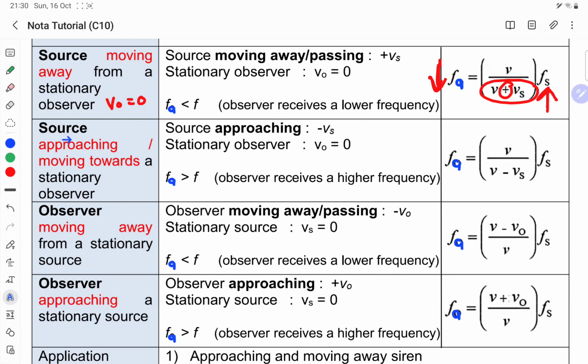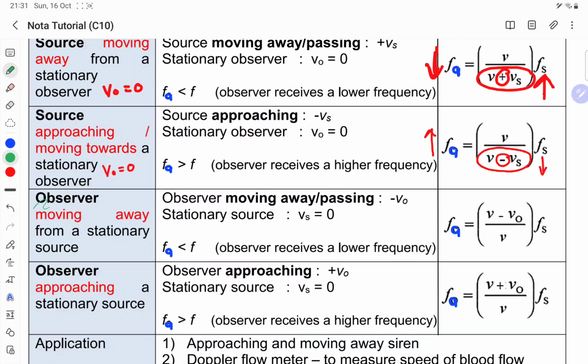Okay, so the next case is the source approaching or moving towards a stationary observer. So again, stationary observer, so V naught is equal to 0. So we can take out the V naught from the equation. The source is now approaching the observer, so the apparent frequency heard by the observer will be higher. For that to become higher, this part should be decreasing. So we need the negative sign.